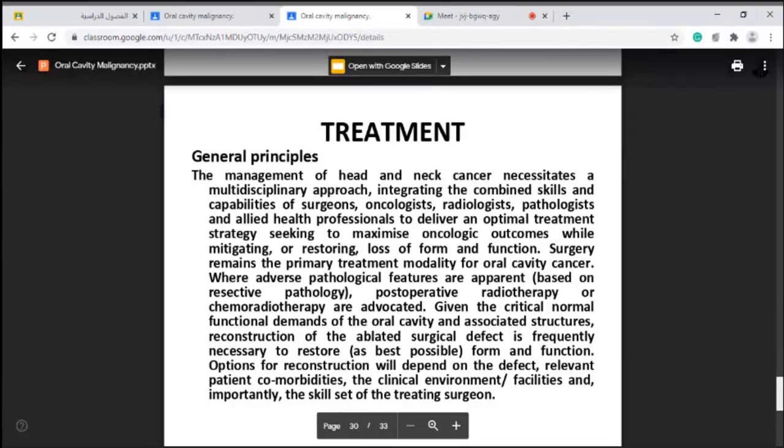Surgery remains the primary treatment modality for oral cavity cancer, where adverse pathological features are apparent based on resection pathology. Post-operative radiotherapy after resection of the primary tumor, maybe with the involved lymph nodes, the patient may need radiotherapy or chemotherapy, adjuvant therapy. This is important, given the critical normal function and demands of the oral cavity and associated structures. Reconstruction of the ablated surgical defect is frequently necessary to restore the best possible form and function.